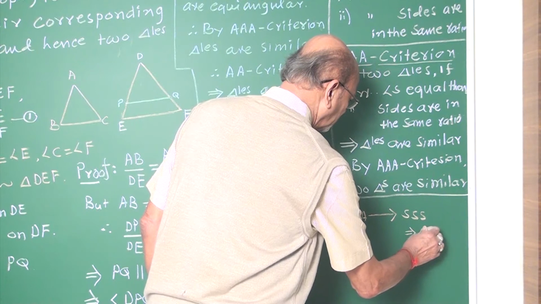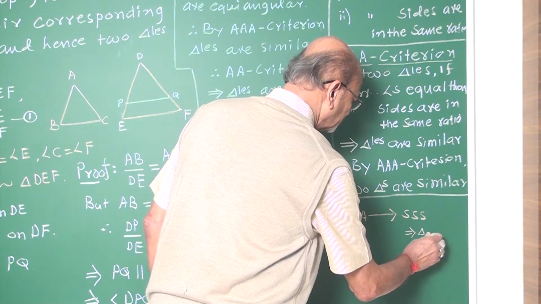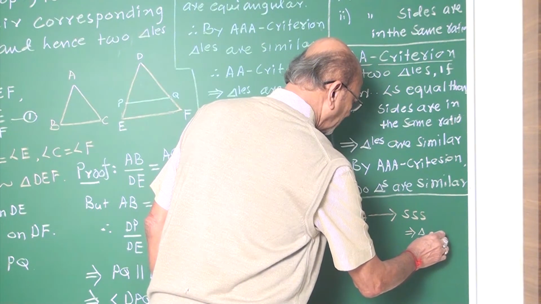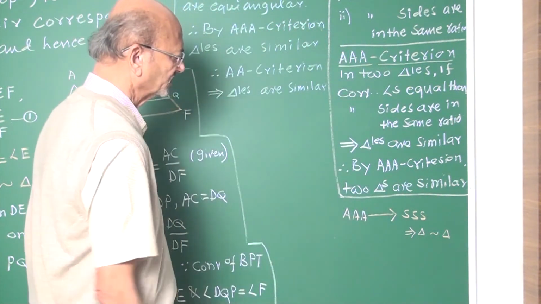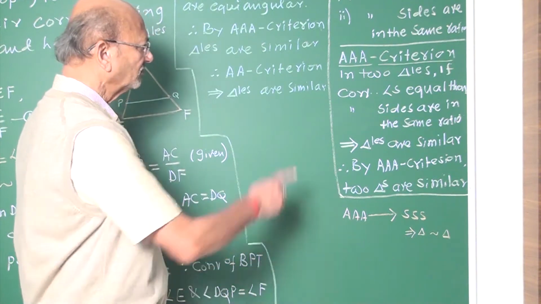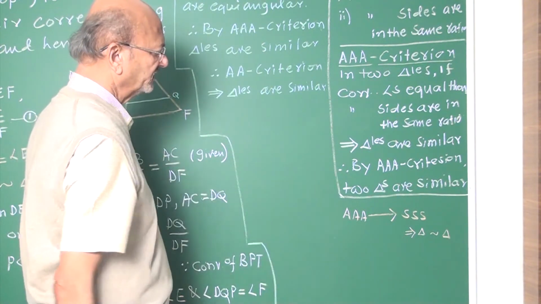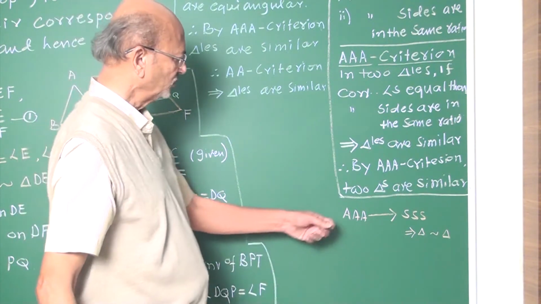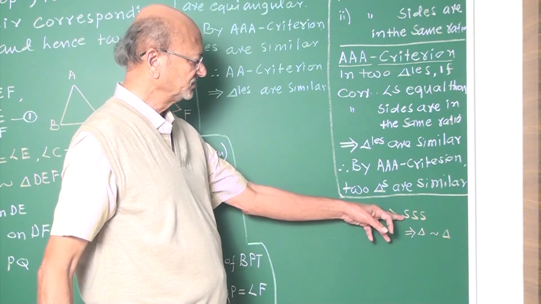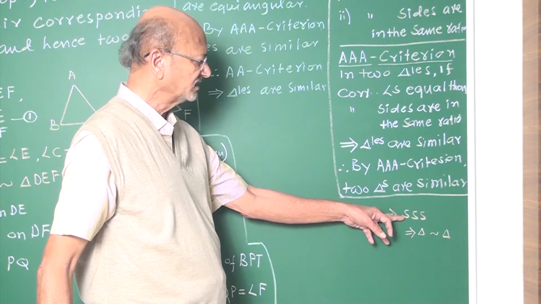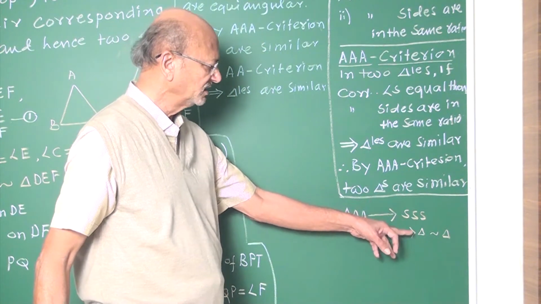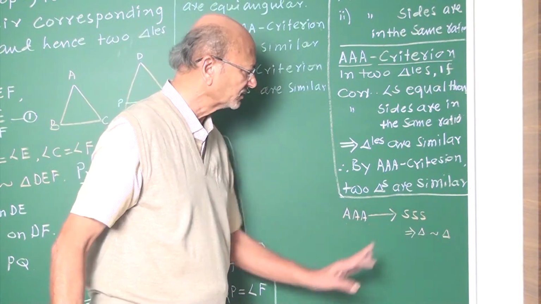Then these both imply what? Triangles are similar. Yes, my friends. This is the triple A criterion. What does the triple A criterion tell? This implies the corresponding sides of both the triangles are in the same ratio or proportional. Hence, the triangles are similar.